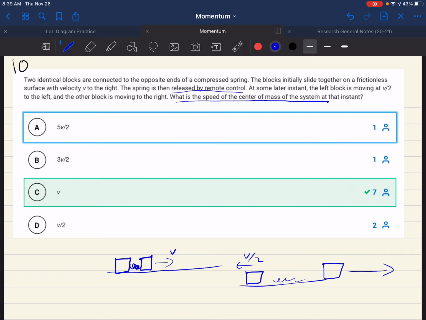Well, the spring exerted equal force on each of those blocks when it shot them apart, which means that it's an internal force within that two-block system. Right? It doesn't matter whether or not we include the spring in the system because it exerts equal forces in opposite directions on each of those blocks. So we can think of it as an internal force. So the center of mass velocity of the system shouldn't change. The center of mass velocity should still just be v because there was no external force on this system.